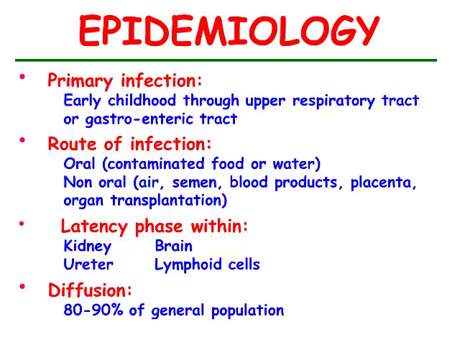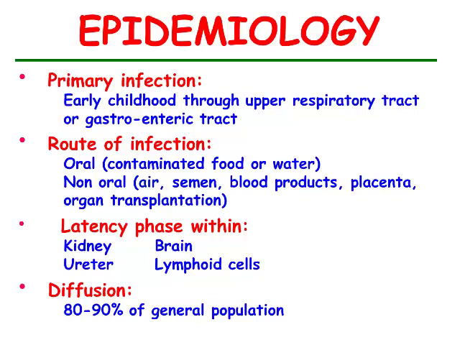Epidemiology is very important. The primary infection occurs in early childhood through the upper respiratory tract or gastroenteric tract. The route of infection can be oral, through contaminated food or water, or non-oral: air, semen, blood products, placenta, organ transplantation. Latency phase within kidney and ureter. This is very important for kidney transplant recipients, or brain or lymphoid cells. The diffusion is very high, 80 to 90% of the general population host this virus in the body.